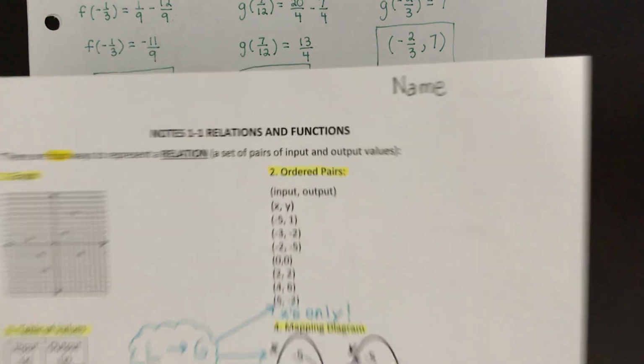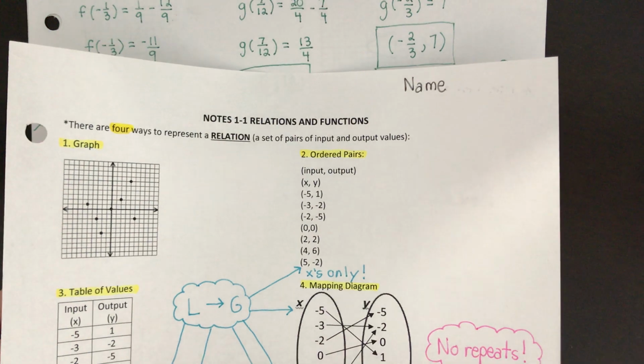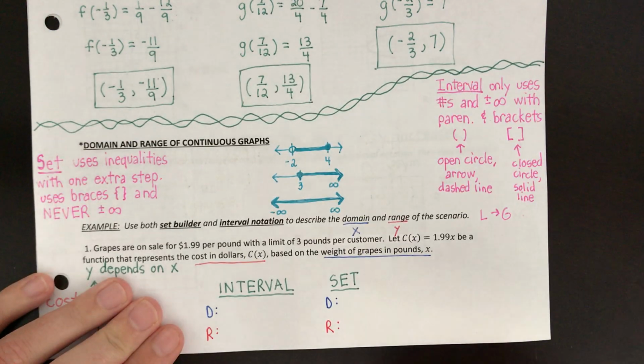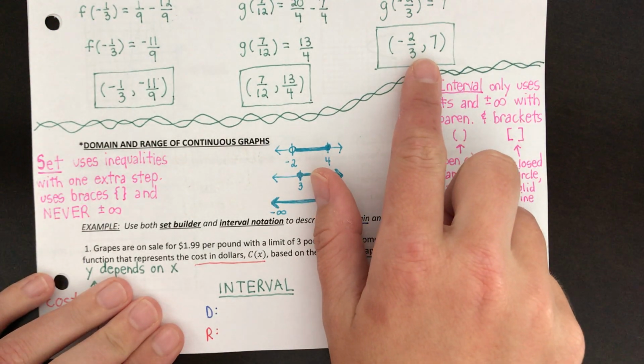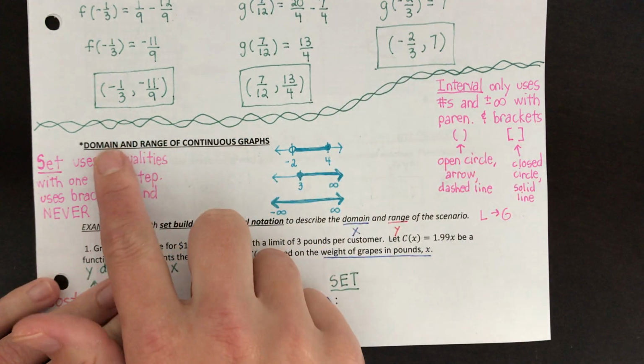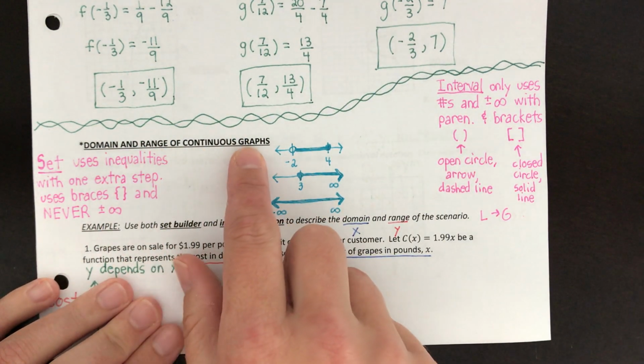Today we are going to be finishing up this Notes 1-1 Relations and Functions. So if you remember, we left off here. So we're going to continue on from there today. So today we're going to be talking about domain and range of continuous graphs.